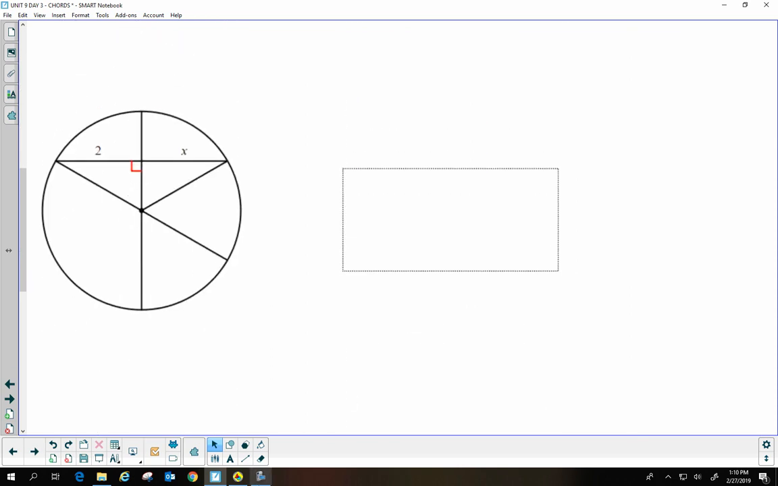Here's one that looks different, maybe a little more complicated, but I have a diameter, and it intersects a chord, and I know they're perpendicular because they make a right angle. So that means that the two pieces of that chord are equal, so x is 2.